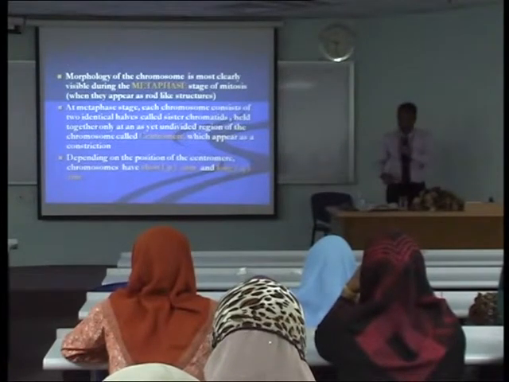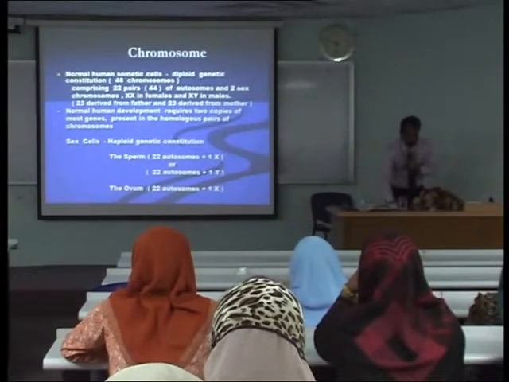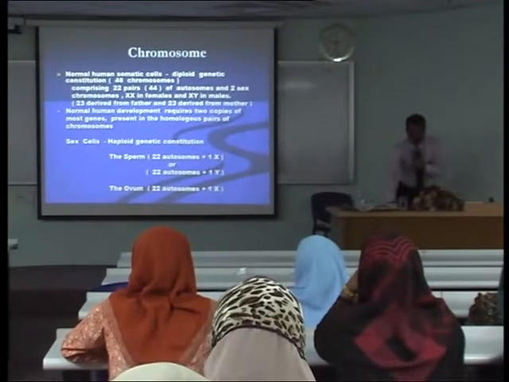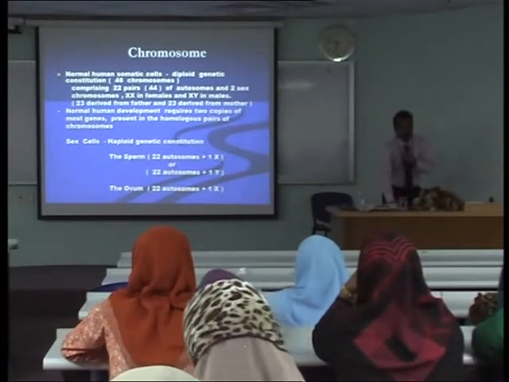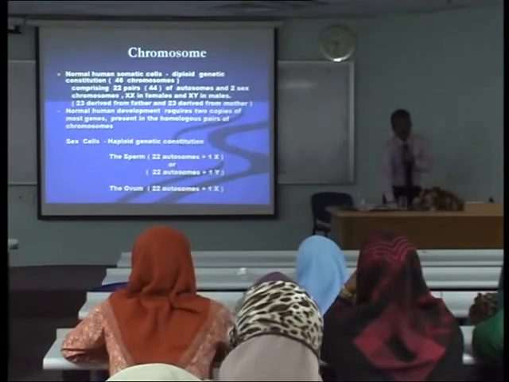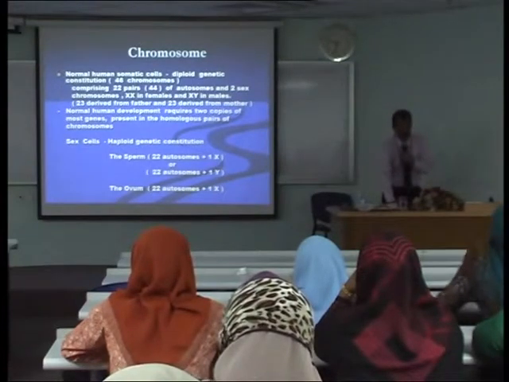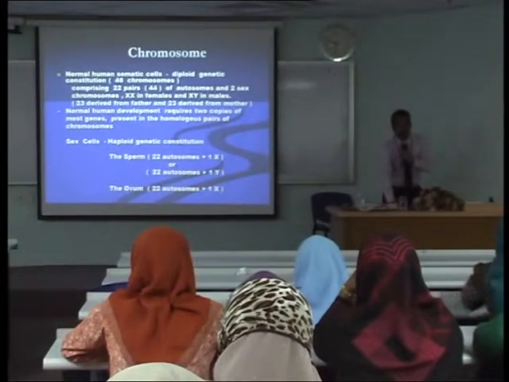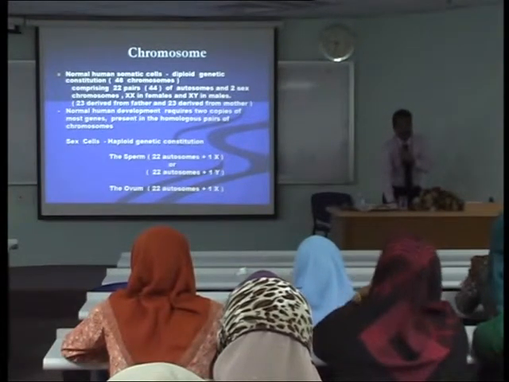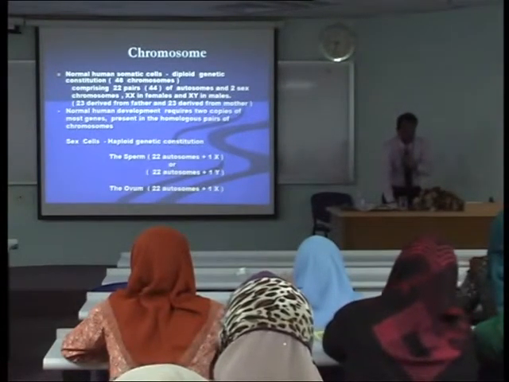So all the normal cells in the human body will contain 46 chromosomes, out of which 22 are autosomes, so 22 means 22 pairs. That means 44 chromosomes are autosomes, and there will be 2 sex chromosomes, XX in females and XY in males.